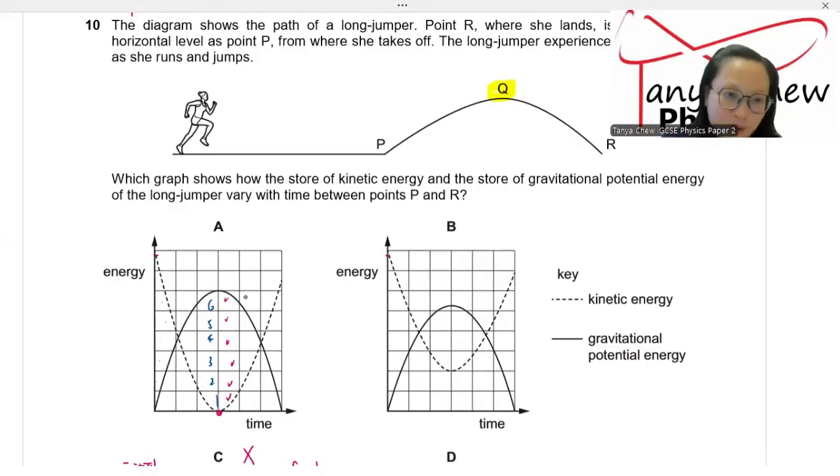Right, drop to zero, and then the kinetic energy, the gravitational potential energy is 6 boxes. It seems like all the energy has been transformed to the gravitational potential energy, whereas there is still kinetic energy at point Q. This is not possible. Kinetic energy cannot drop to zero.